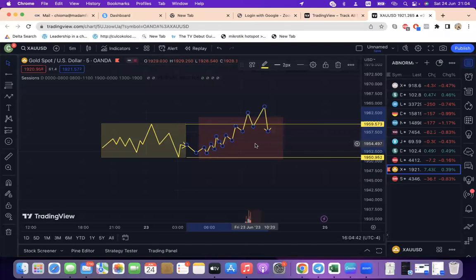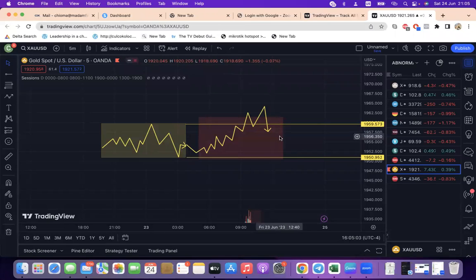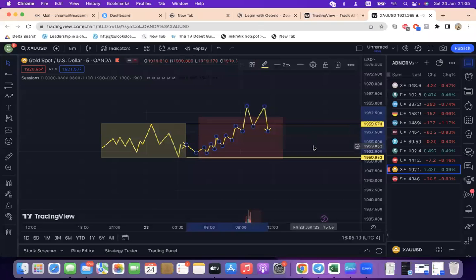Now, what you are looking for is a change of character after your grab of liquidity. Has she changed character yet? No, she hasn't. She has not changed character yet.